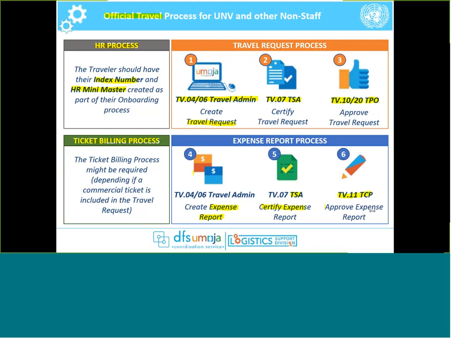Okay, so as a travel administrator for UNVs or for non-staff, you will be raising the travel request on behalf of the traveler, and then once the traveler has come back from their trip, you will also be able to raise the spend report. Right? So these are the different steps for the official travel category.